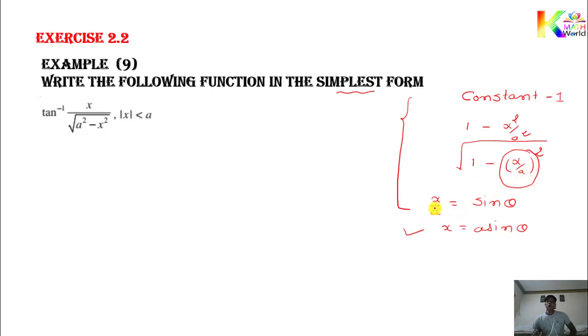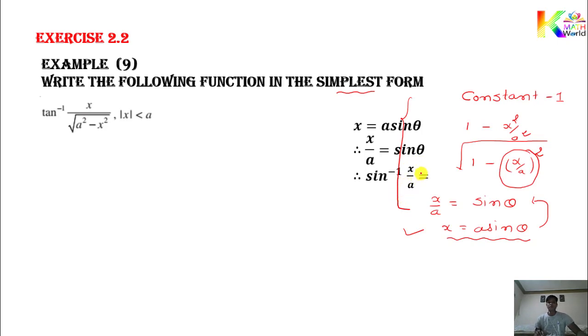So suppose we replace x as a sin theta, it means you got x equals a sin theta. Our calculation will start from here. Let x equal a sin theta, then you can go in reverse. So you got x by a equals sin theta. From that you can write theta equals sin inverse of x by a.